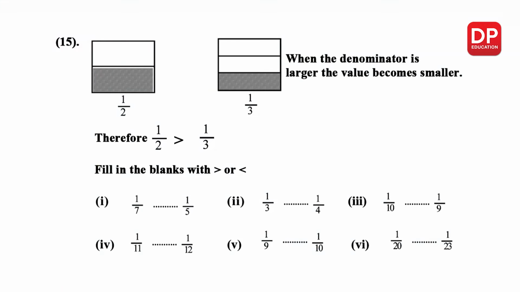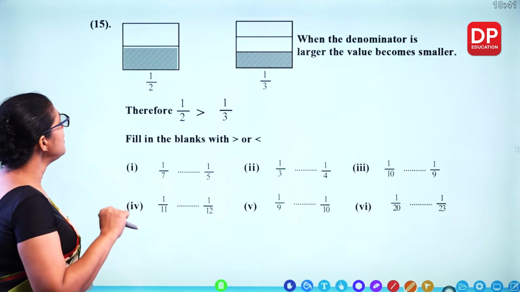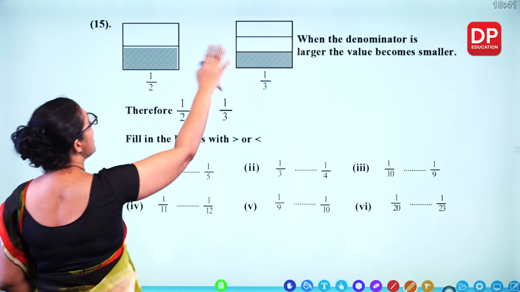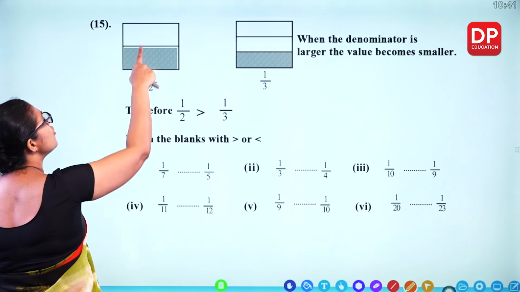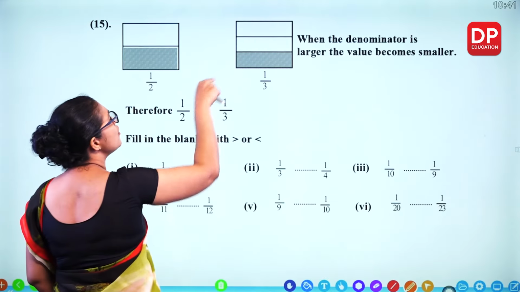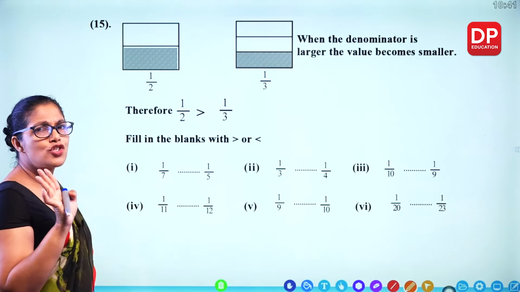Look at this one. When the denominator is larger, the value becomes smaller. We'll take a look at this diagram, same diagram. This one divided into 2 parts and this one divided into 3 parts and 1 part shaded.